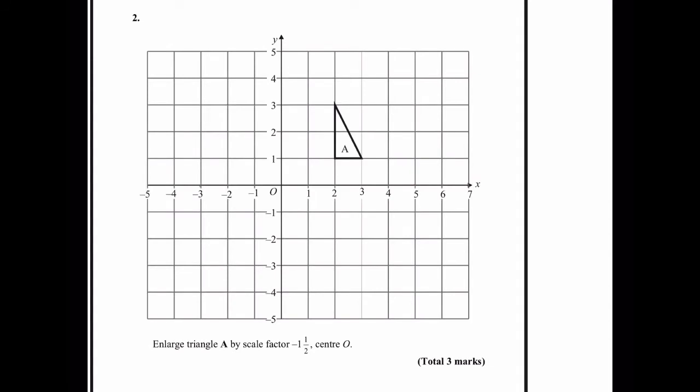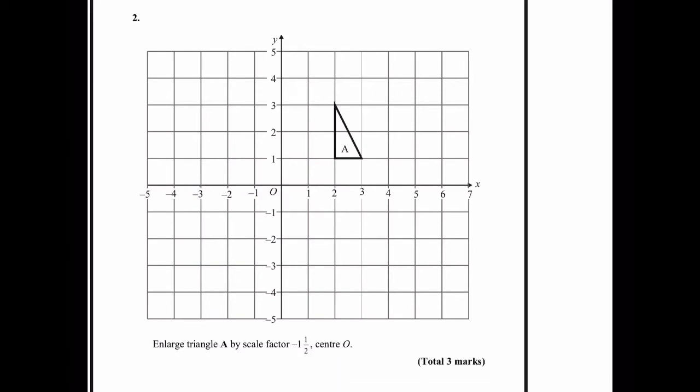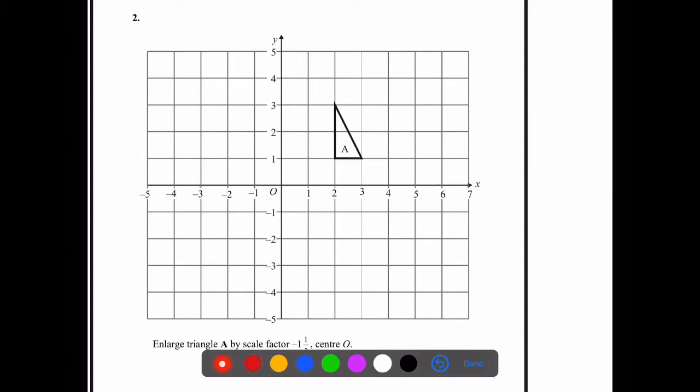In this question it says to enlarge triangle A by a scale factor of -1.5. So this time it's a minus question, and you do get 3 marks for it, remember? It's round centre 0, so let's put centre 0 in there. And then first of all, I'm going to try and find this point. So I need to work out how I got from there to there.